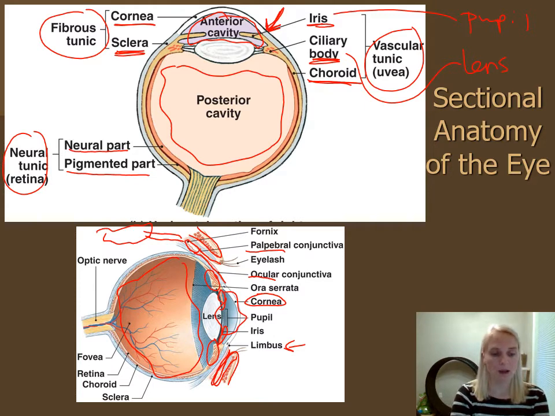All right, and then at the very back of the eyeball, we have the optic nerve, right? So the optic nerve is a collection of a whole bunch of axons that leave the back of the eyeball and head towards the brain. All righty, so there's our sectional anatomy of the eye. So the takeaway from this, other than being able to label pictures like this, is your three layers or your three tunics, and the structures that divide your anterior and posterior cavities, which is primarily the lens.